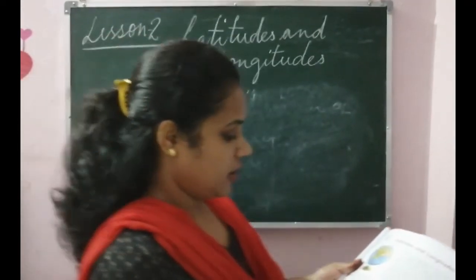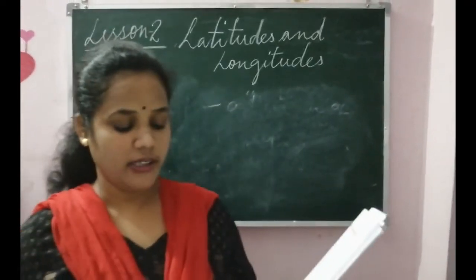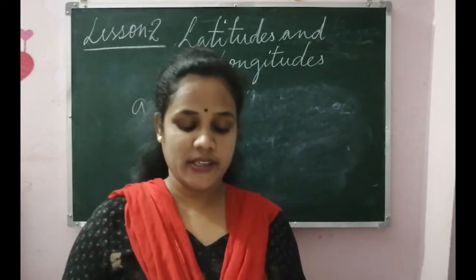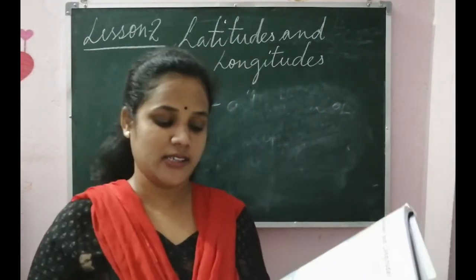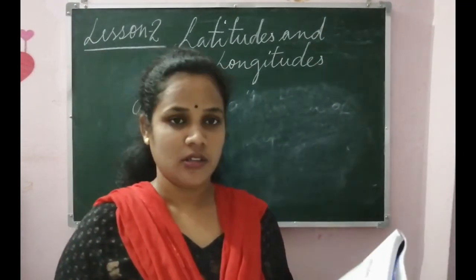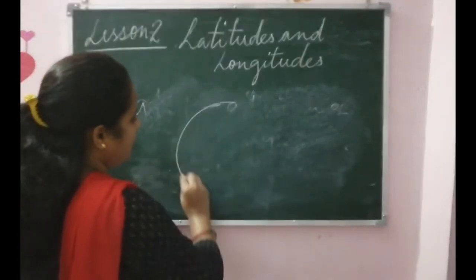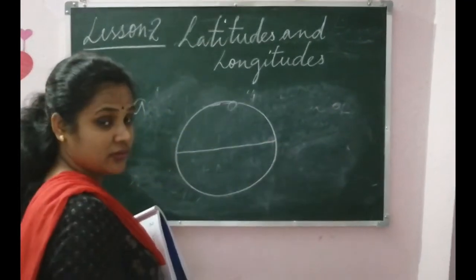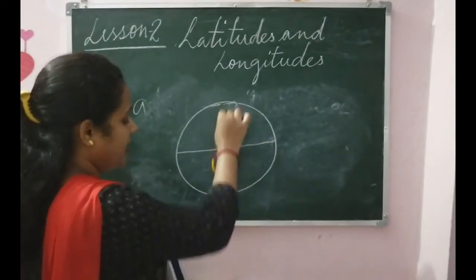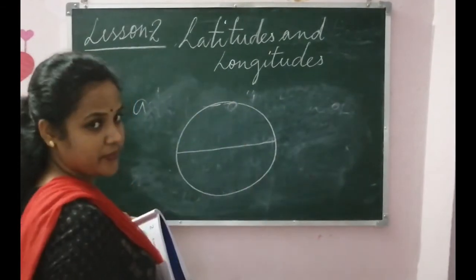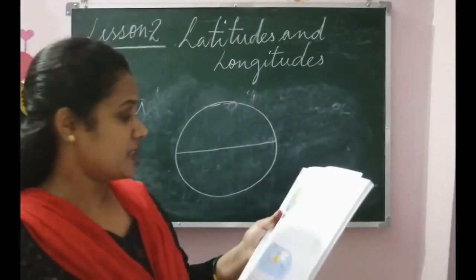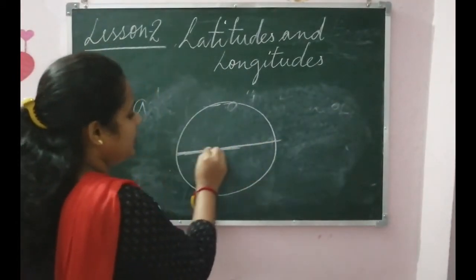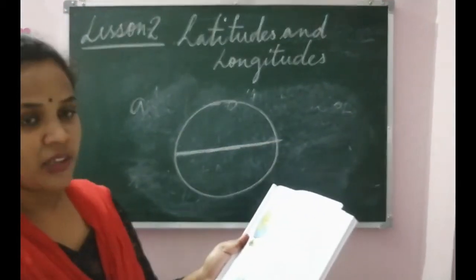Next, third paragraph on page number 9. An imaginary line which goes round the earth and is equidistant from the poles is called the equator. Now the equator, if we draw the globe, is an imaginary line in the center of the earth, dividing the globe into two equal parts. This is always shown with a bold line, maybe red color or a little dark color. You can see it in your picture also.